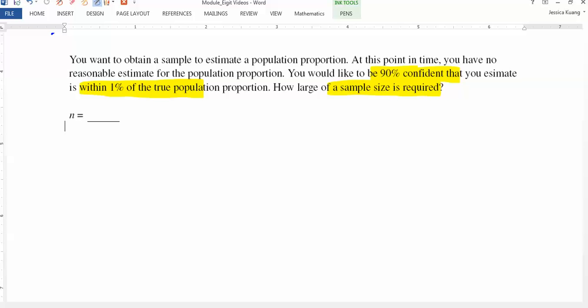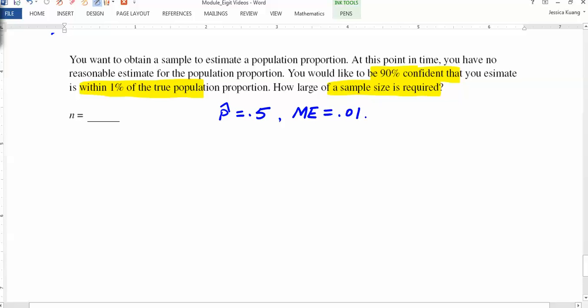Nice, isn't it? And it turns out that the best guess without any information will be using 0.5, somewhere in the middle. That is a good starting point. Margin of error is, we want it to be 0.01. And alpha over 2 equals (1 minus 0.9) over 2, which is 0.05.